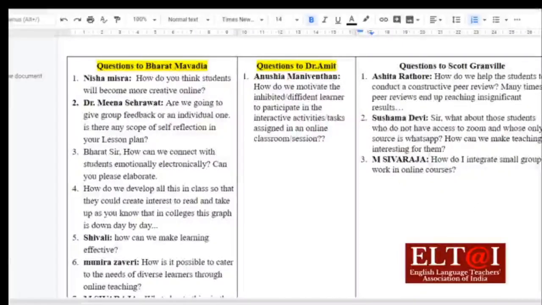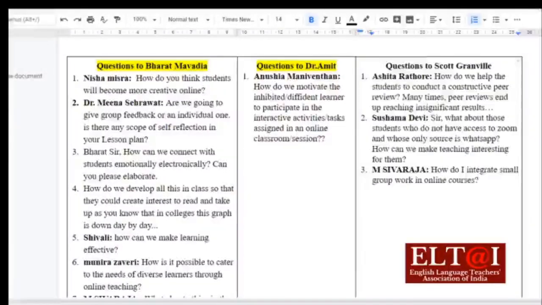Correct. Now, the next question is to Scott, before I come to Bharat once again. Scott, there is a question regarding using chat apps like WhatsApp, because there are many students or even teachers who might not be accessing or using Zoom or WebEx or Hangout. But in India, WhatsApp is available, and there are other chat apps as well. So, if you could give some examples of using these apps creatively to make the classes interactive.